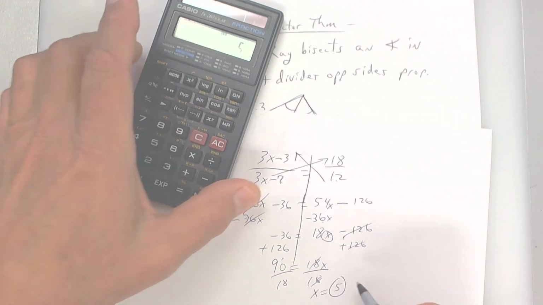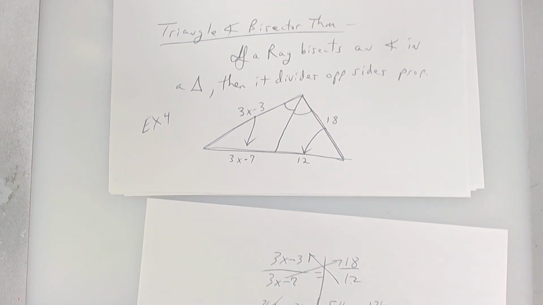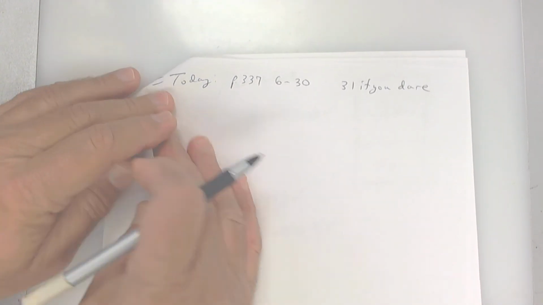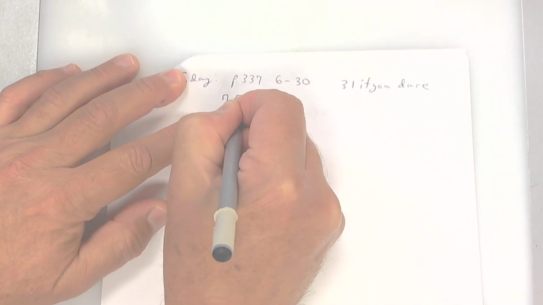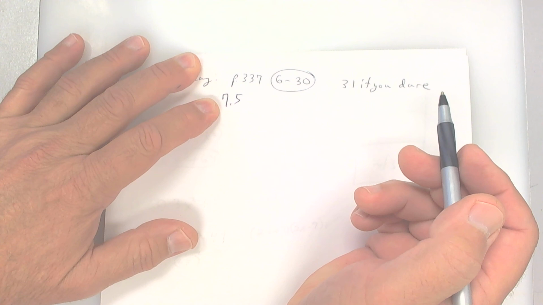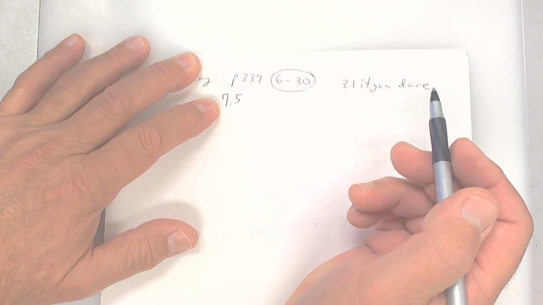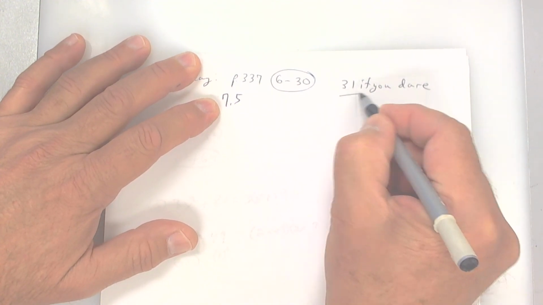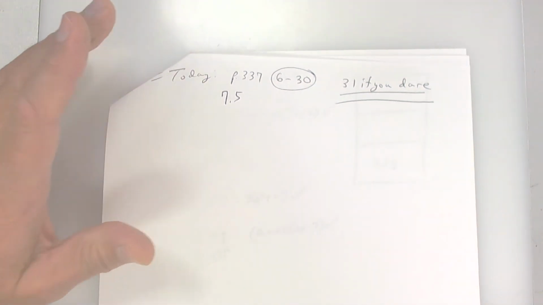And I'm done. Okay, so I went over everything you need to know for this section. If you get stuck, I want you to ask. So here's your assignment today. I want you to do page 337. This is section 7.5. I want 6 through 30. It helps if you draw the diagrams, but I know most of you have your workbook. And number 31, if you dare.